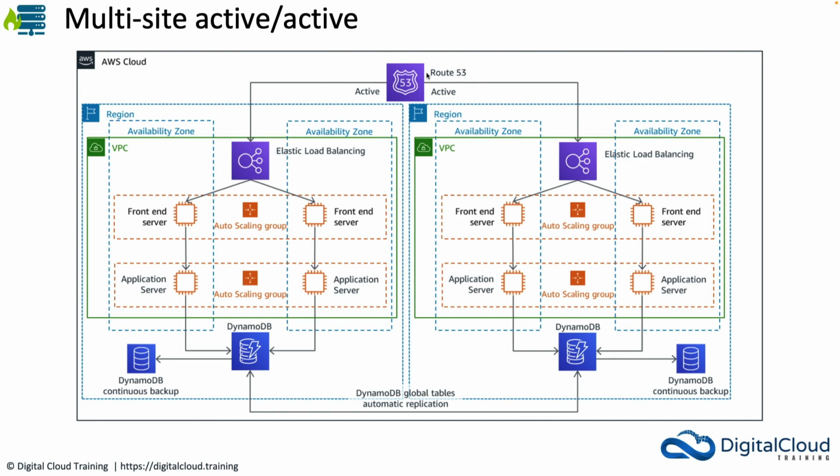So it's forwarding traffic to both regions, both of these load balancers, and they have front-end and application servers running as well. So everything's running, and it's going to cost you more, but the RPO and RTO is very good. Both regions are serving traffic at the same time. So there's really no failover happening at all.